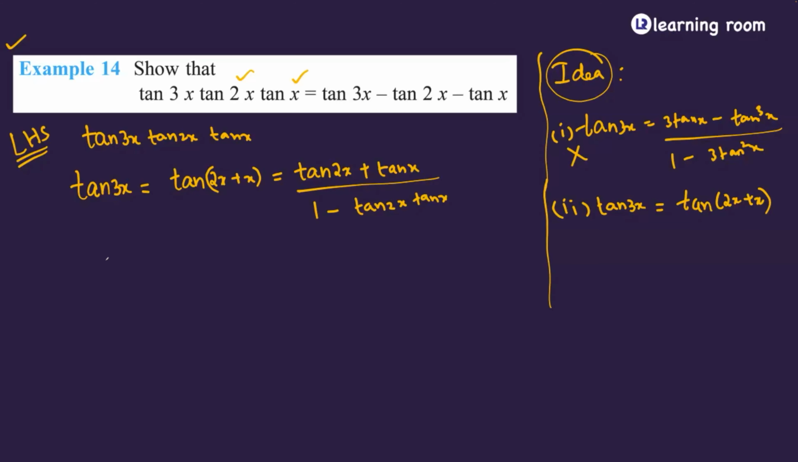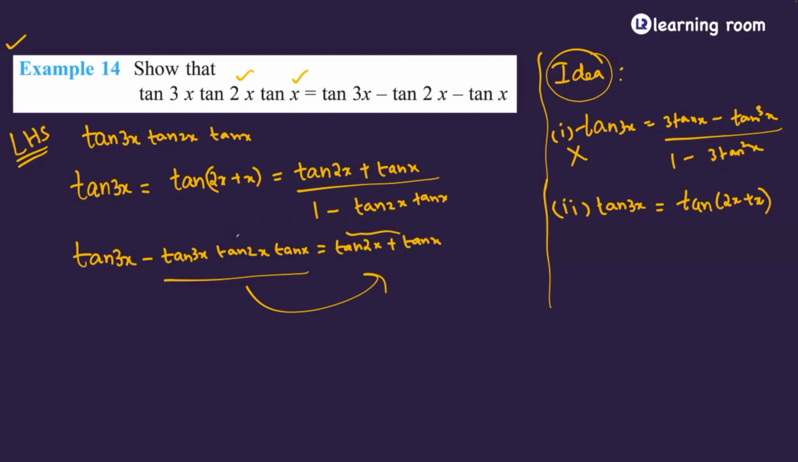Cross multiply. So you will have tan 3x minus tan 3x into tan 2x into tan x is equal to tan 2x plus tan x. Understood? Take this term to the other side, take these two terms to the left-hand side, and you get the answer. So tan 3x minus tan 2x minus tan x is equal to tan 3x, tan 2x, and tan x. That's it. So that is all we need to do.